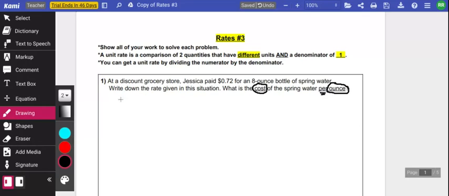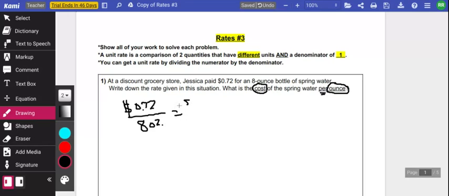Okay, so she paid 72 cents. So 72 cents will be in my numerator. Per, that is the horizontal fraction bar. And then ounces on bottom. This is 8 ounces. So 8 OZ. Okay, so this is the rate. If we want the cost per ounce, we want the cost per 1 ounce.